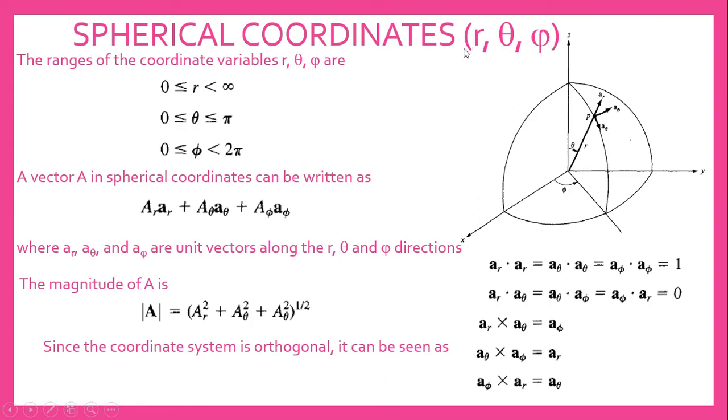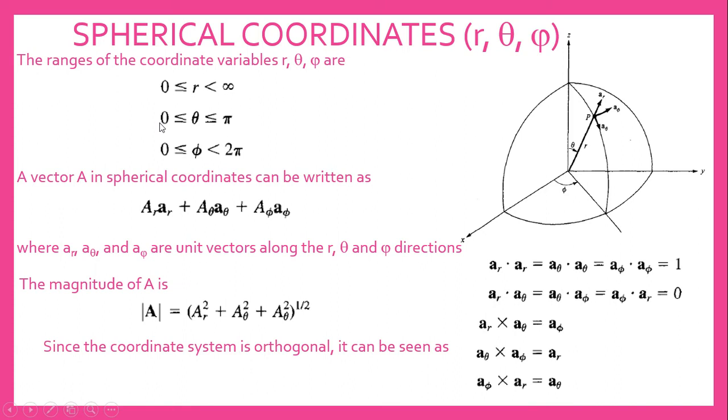And the range for all these three coordinate axes: for r, it varies from 0 to infinity. That means the sphere radius can vary from 0 and can go up to infinity. So this one is r.